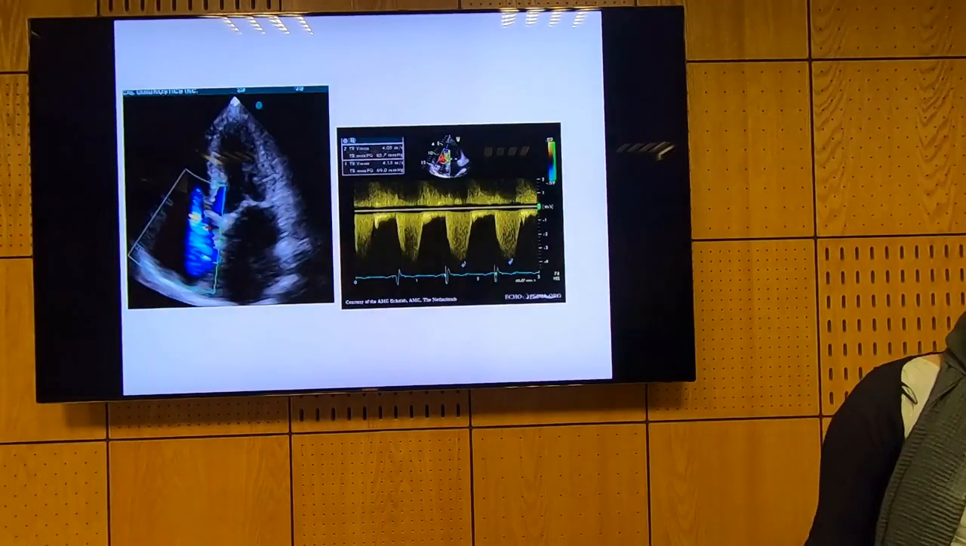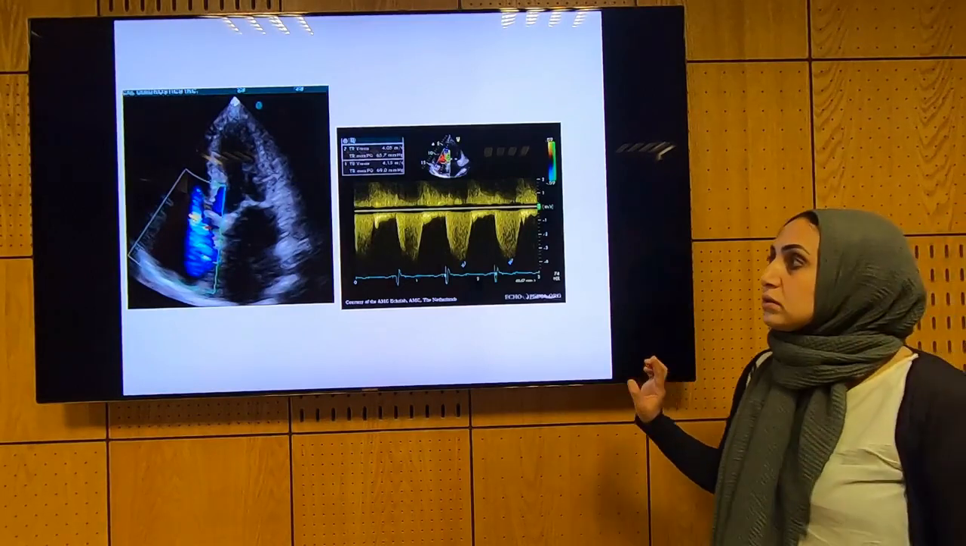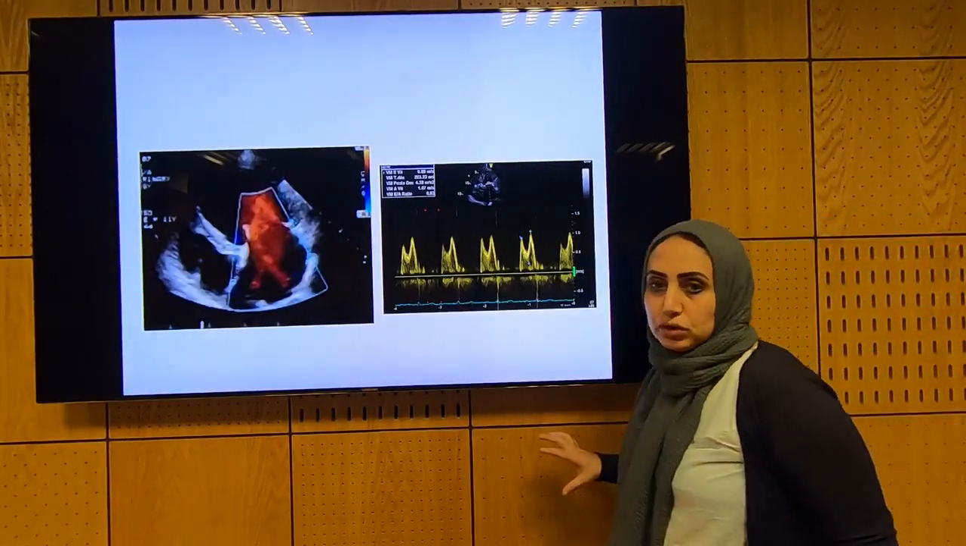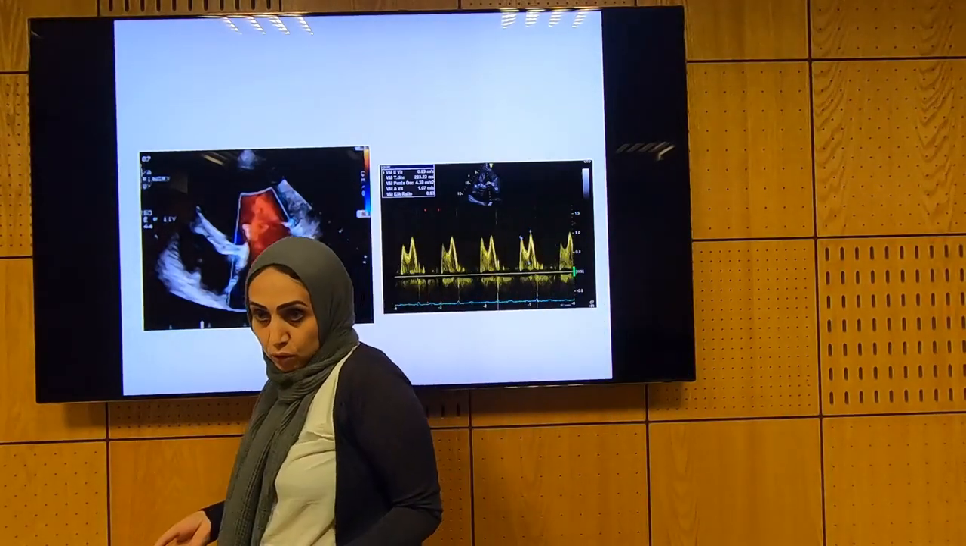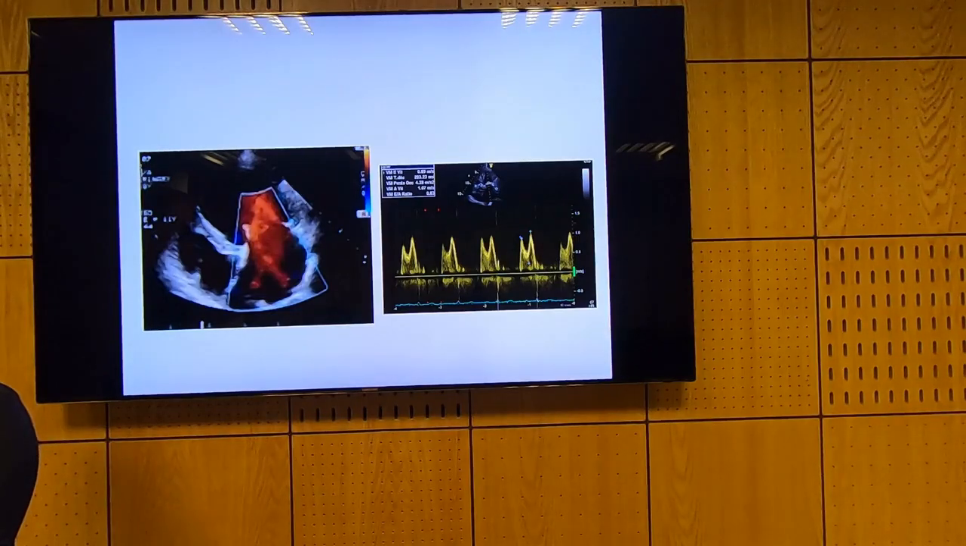Now we have something else that we call Doppler. What is Doppler? It is how we can measure the velocity of the flow passing through the valves or through the vessel, by measuring the velocity in centimeters per second.